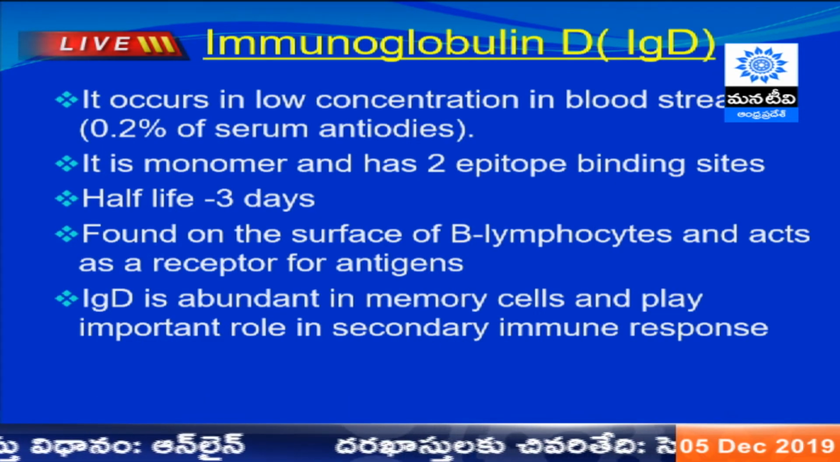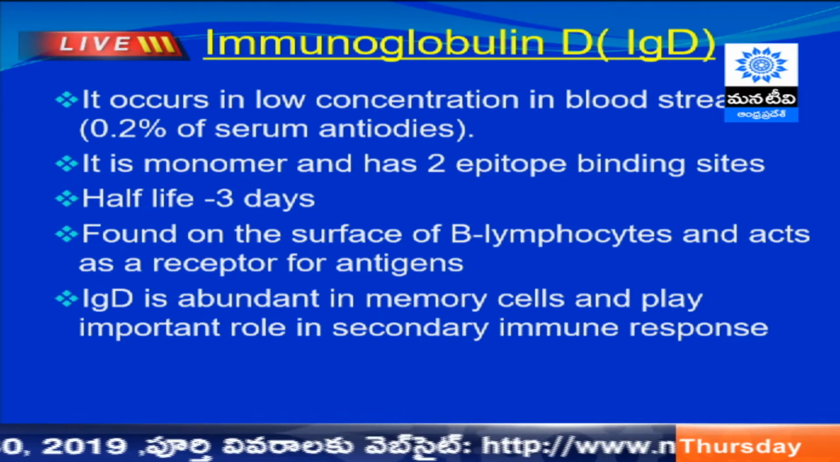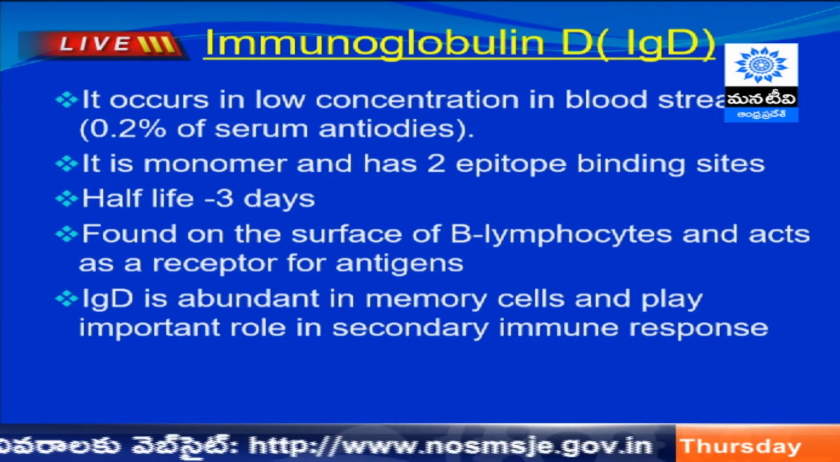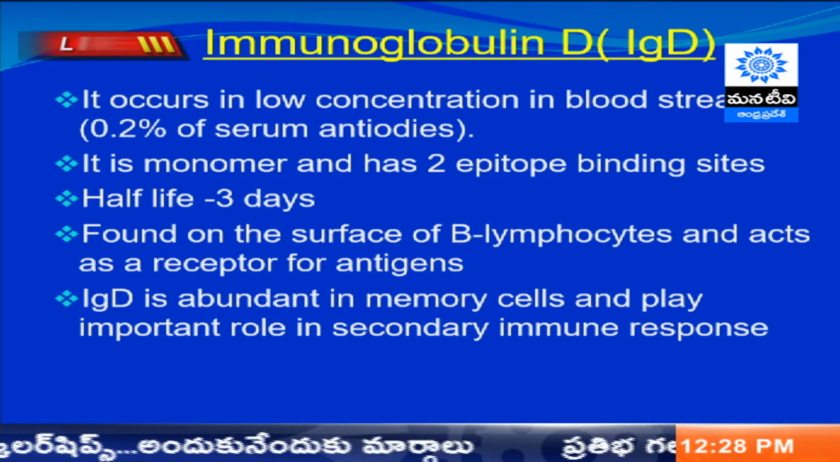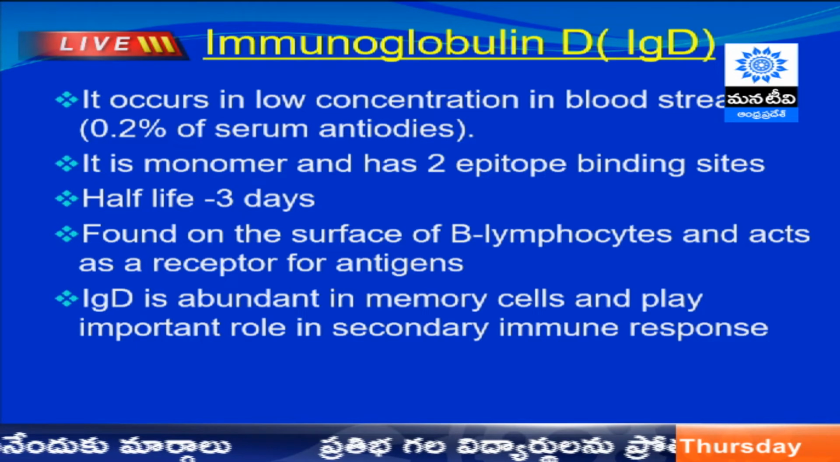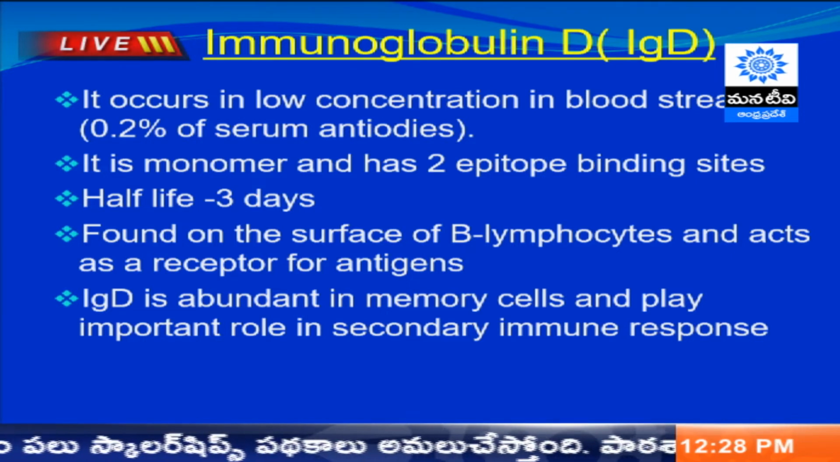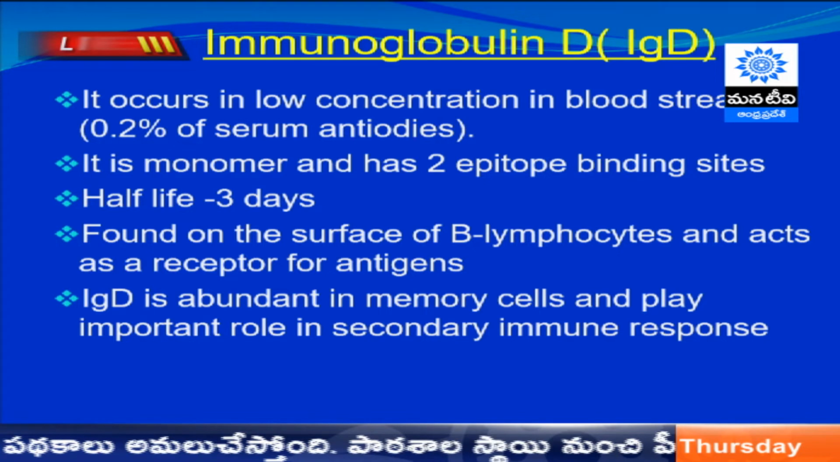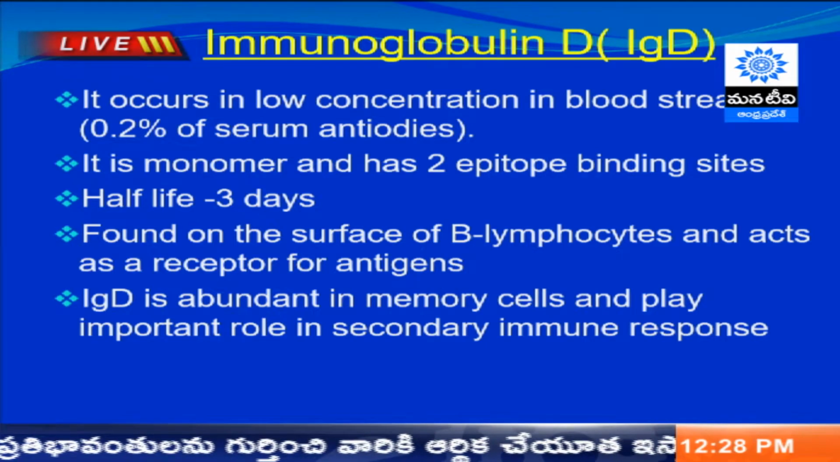The next class of immunoglobulin is immunoglobulin D. It occurs in very low concentration in the blood serum, only 0.2% of the total serum antibody pool. It is a monomer and has 2 epitope binding sites. It has a half-life of only 3 days, and this immunoglobulin is found on the surface of B lymphocytes and acts as a receptor for antigens. It is abundant in memory cells and plays an important role in the secondary immune response. We have already seen that immunoglobulin M is the first antibody which responds during the primary response itself, whereas immunoglobulin D responds during the secondary immune response.